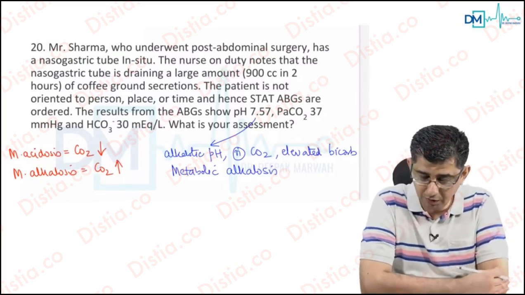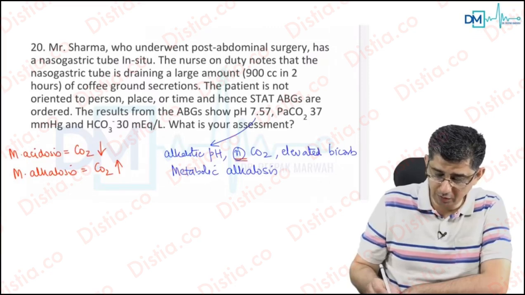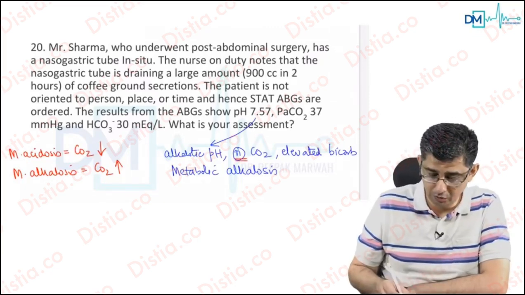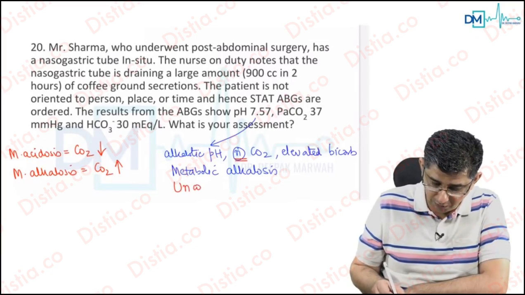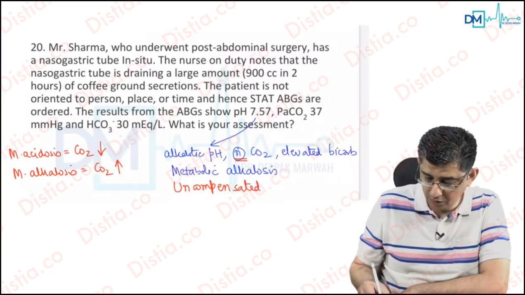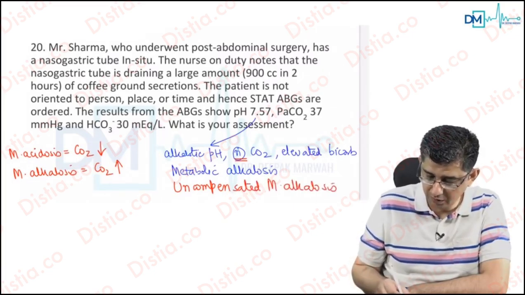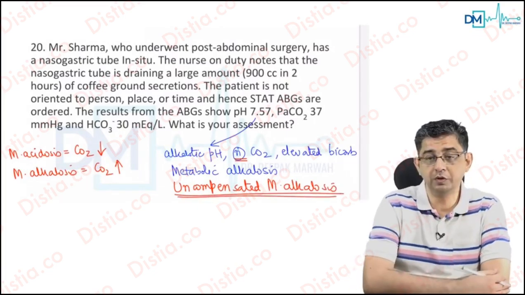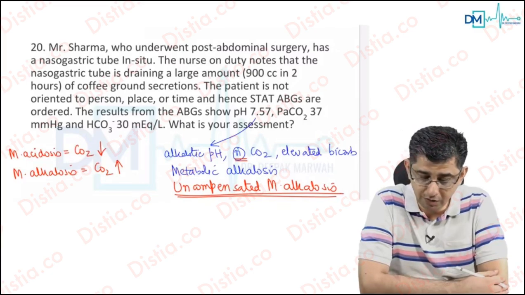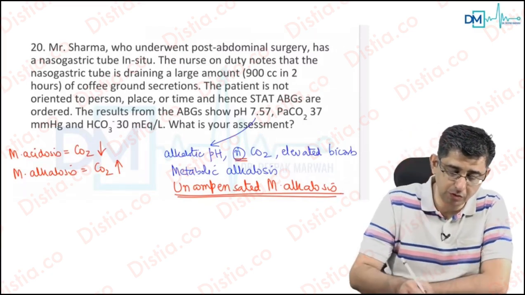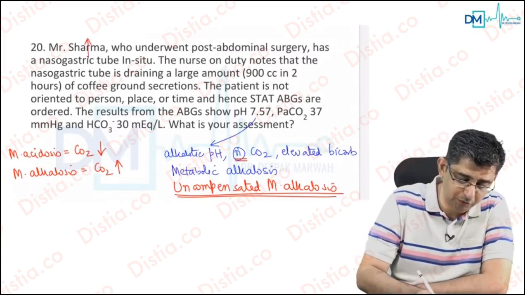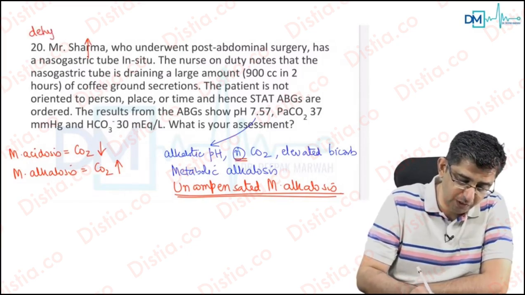In this case, carbon dioxide should increase, but it has not increased at the moment. It is normal. So the diagnosis of this chap would be given as uncompensated metabolic alkalosis present in this patient. The reason for this uncompensated metabolic alkalosis is dehydration because of the nasogastric tube in situ, which is draining large amount of fluids.